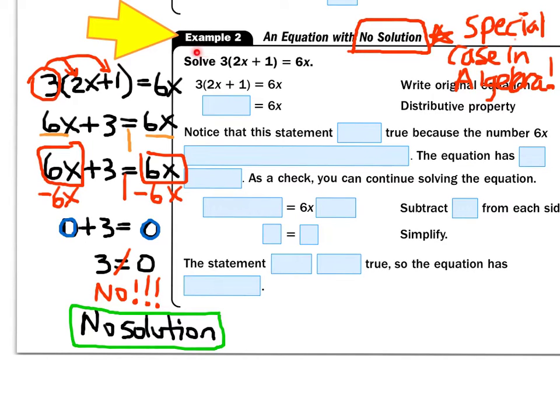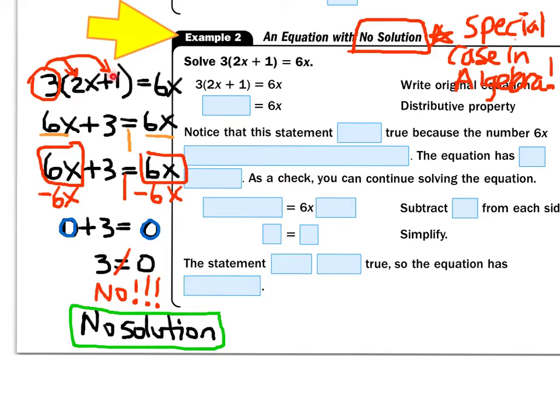Now example 2 is really cool because sometimes when you have variables on both sides of the equal sign, you can have a situation that's no solution. And this is called a special case in algebra, okay? So let me show you what that looks like. They gave me an equation, 3 times the quantity 2x plus 1 equals 6x. So I wrote it down exactly like they gave it to me. And now use your red, circle the 3, and we're going to distribute it.